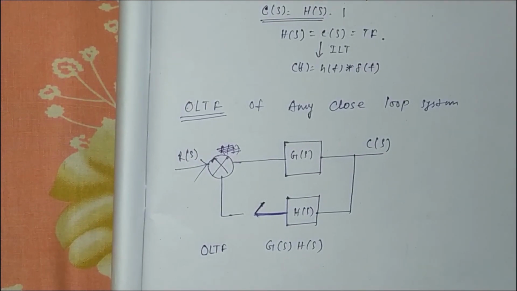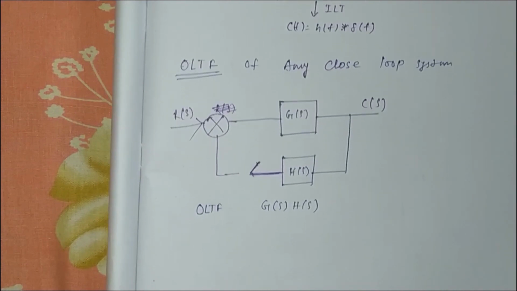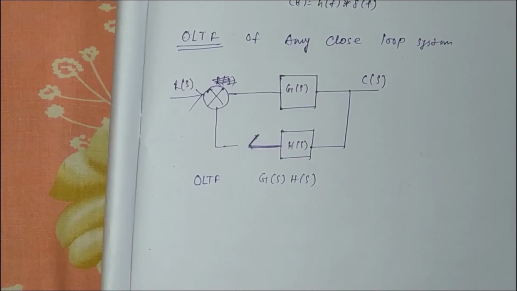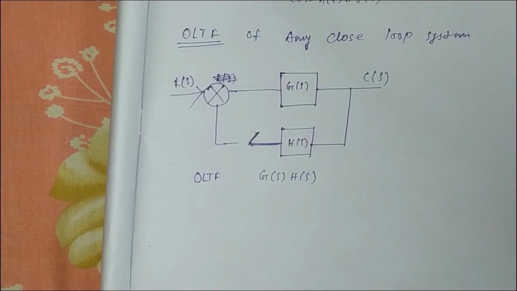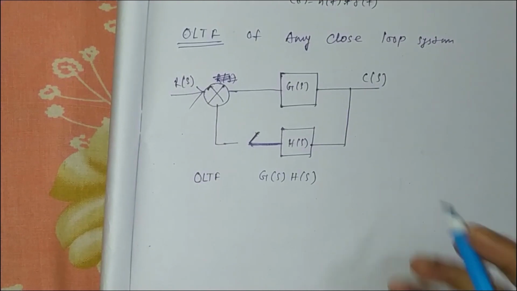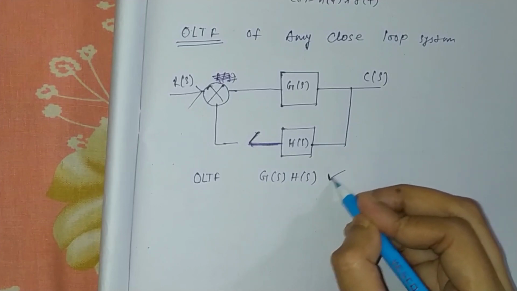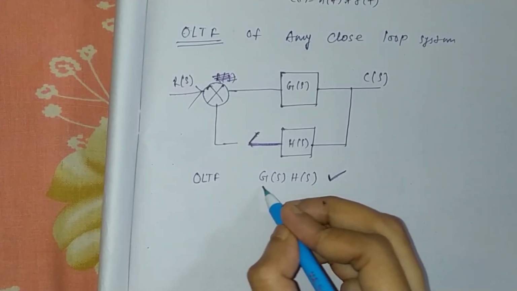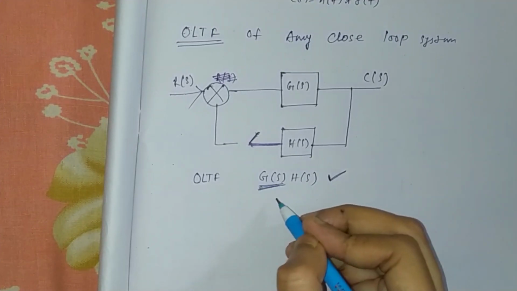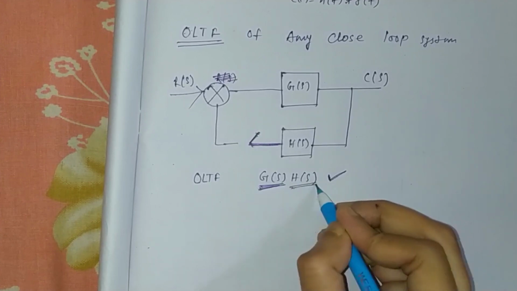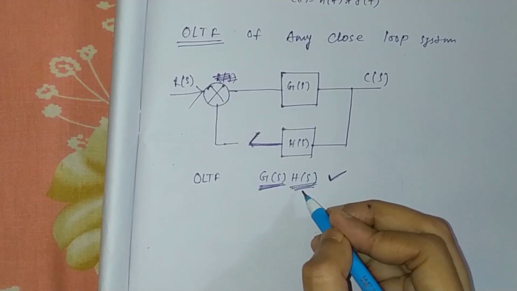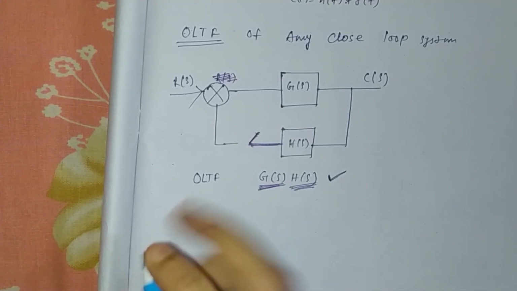How this is coming is not important. If you are just studying for a competitive exam, you just have to know that the open loop transfer function is G(s) into H(s). G(s) is your forward path gain, and H(s) is the feedback path gain. So this is my open loop transfer function.